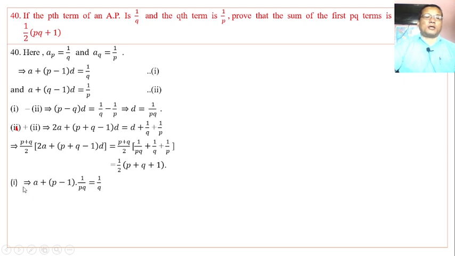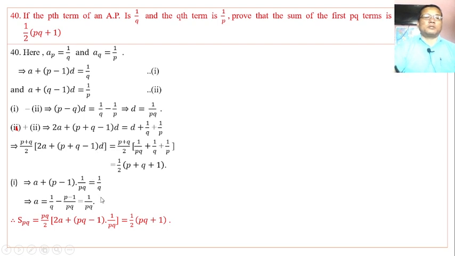And in equation 1, a plus (p minus 1) d equals 1 by q. From equation 1, the value of a is 1 by pq. Putting the value of a in the equation, therefore S of pq equals pq over 2 times (2a plus (pq minus 1) d), substituting the values of a and d. This must be half of pq plus 1.